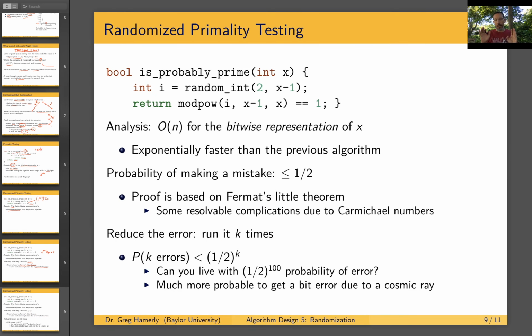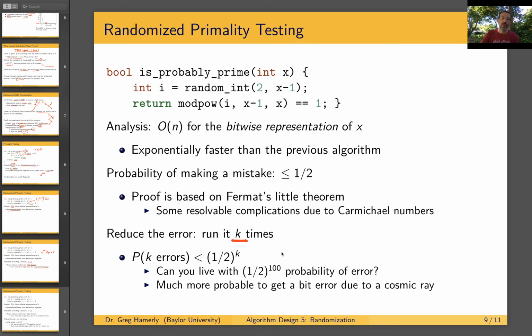Now, a 50% chance of error. Remember, if it's a prime number, it always tells us the truth. If it's a composite number, it can lie to us up to half the time. That sounds bad, but if you run it again and make a different choice, then those probabilities multiply together. So not half probability and half probability, but 1/4 probability. So if you run it k times, then the probability of getting k errors is 1/2 to the power k. And remember that if this algorithm ever tells us that it's composite, we know it's composite because Fermat's little theorem tells us that's the case. We have found proof that the number x has a factor.